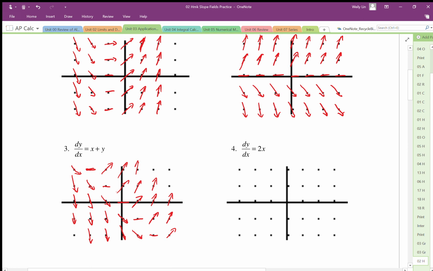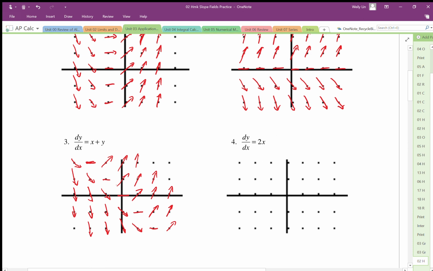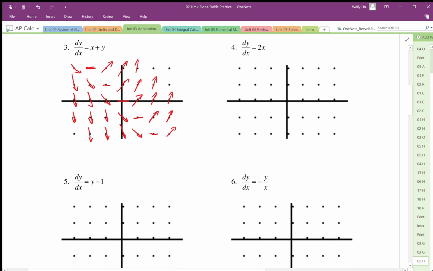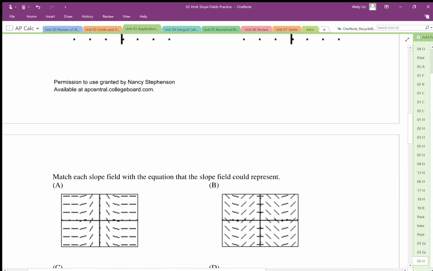The derivative is 2x, so the antiderivative will be x squared. If I were to draw this, your slope field should look like a parabola. So you can do these on your own. We'll take a look at a few other ones here.